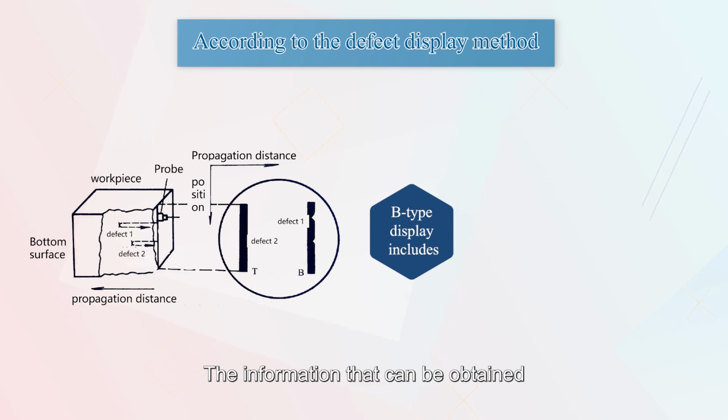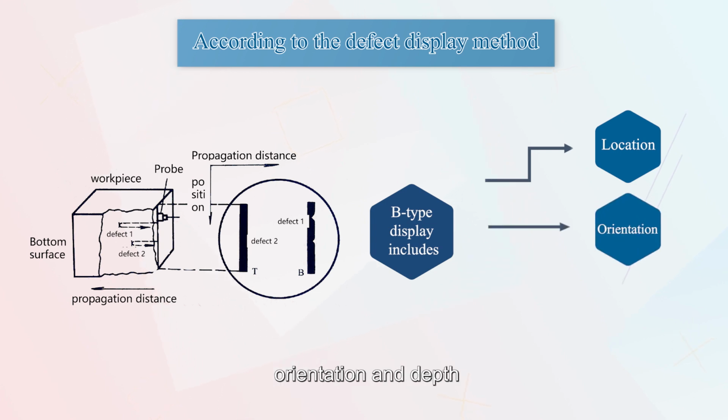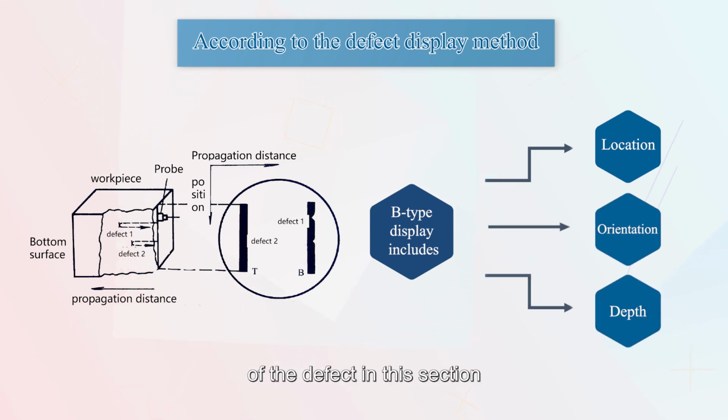The information that can be obtained in the B-type display includes the location, orientation, and depth of the defect in this section, and the amplitude of the defect signal represented by the brightness or color of the signal.